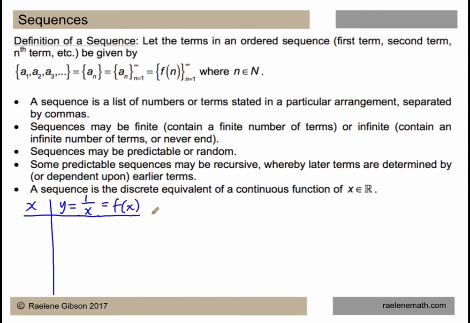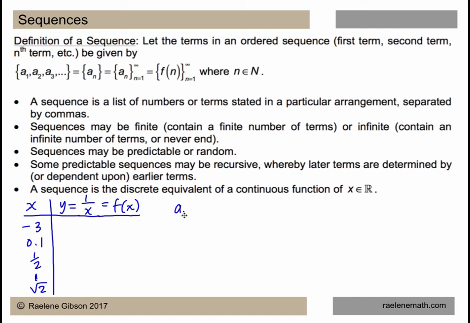X can be any real variable except, because of the domain restriction, x can't be 0. And so x could be a negative number, x could be a decimal, x could be a fraction, it could be a whole number, or an irrational like the square root of 2 or e or pi. And so we can plug these values in and get the corresponding y value.